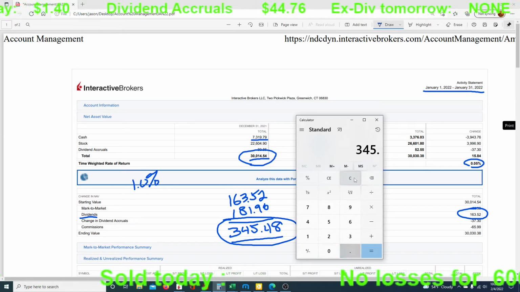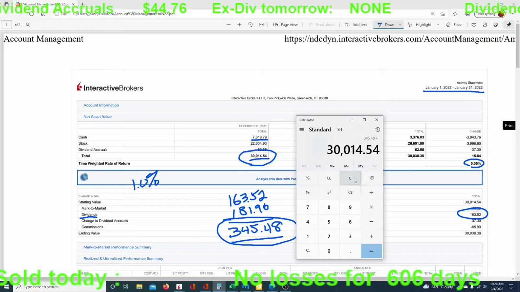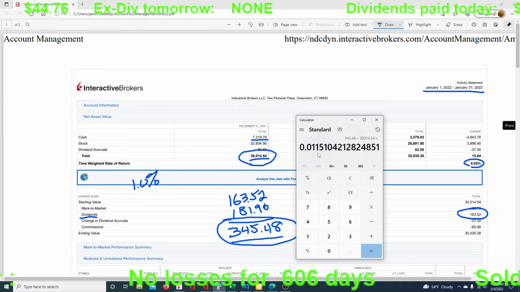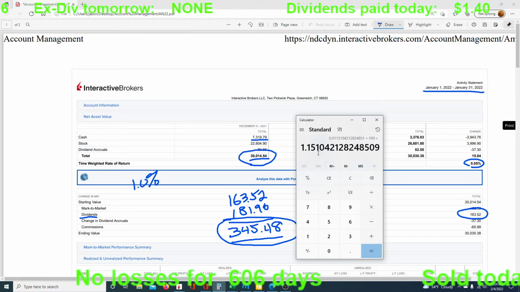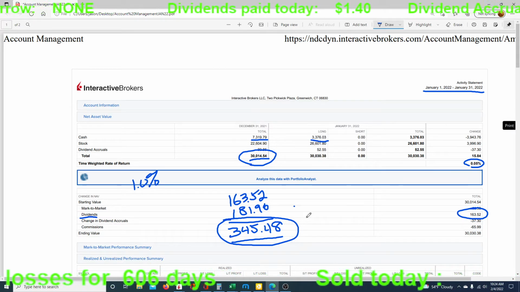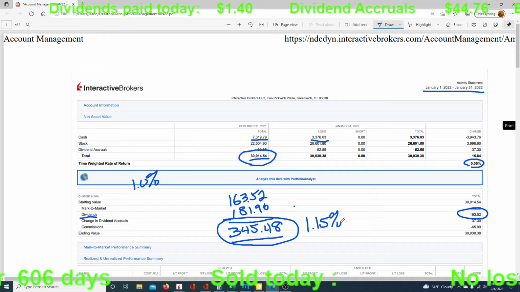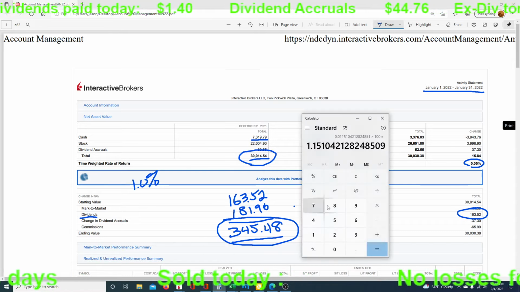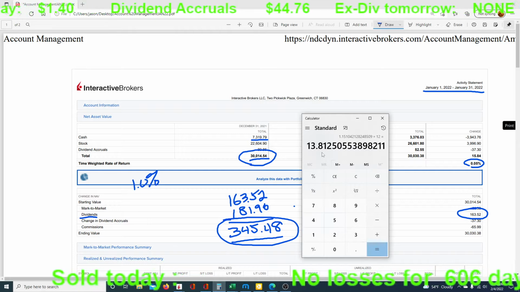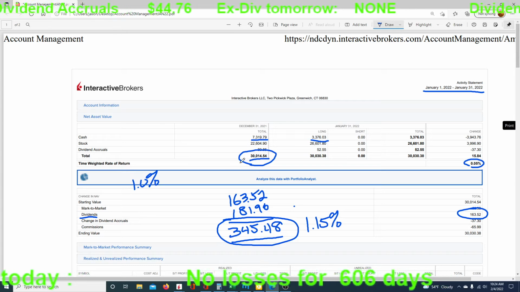So 345.48 divided by 30,145.54. Okay, so you get a 0.0115. We multiply that to get our percentage, 1.15. So that's equivalent to 1.15%. So we did fairly good in a month that was coming down. So if you multiply that by 12, just to kind of project that in the future, that's 13.81% on a portfolio that's under 100,000, right?